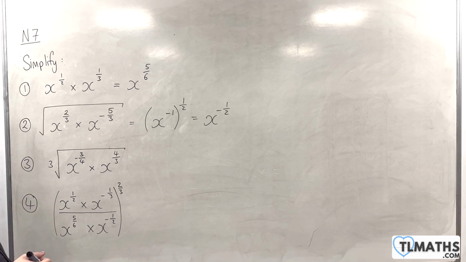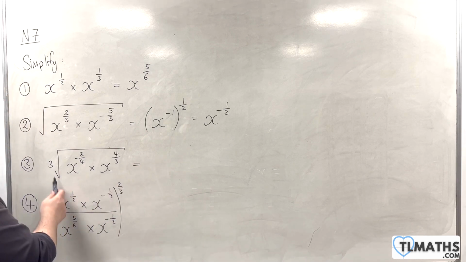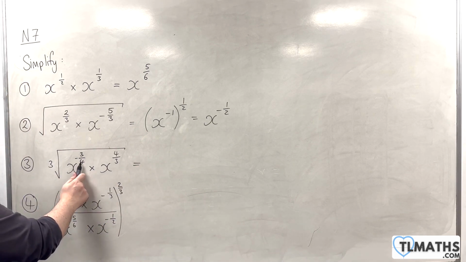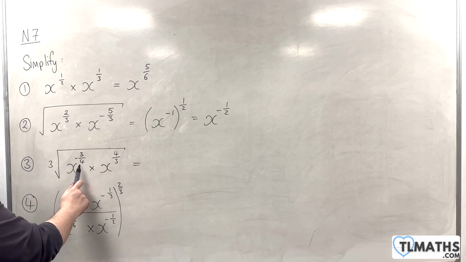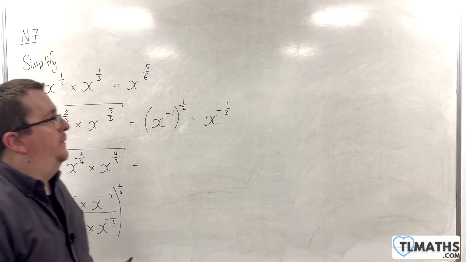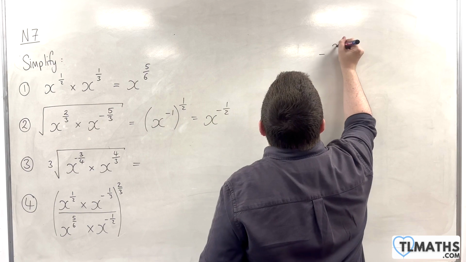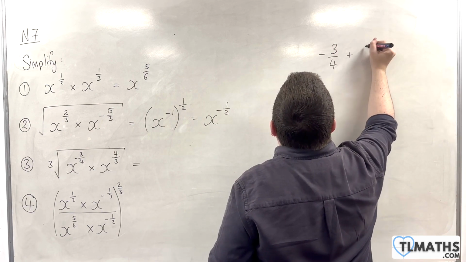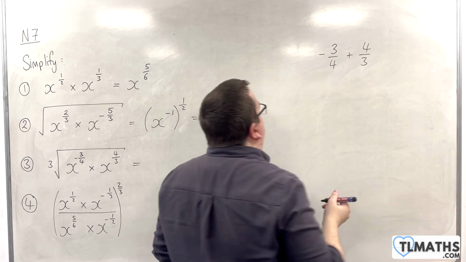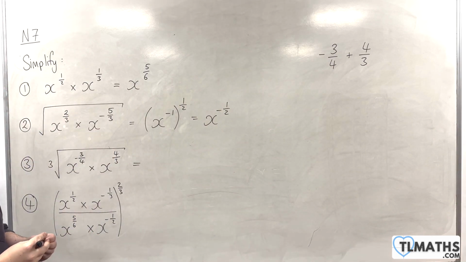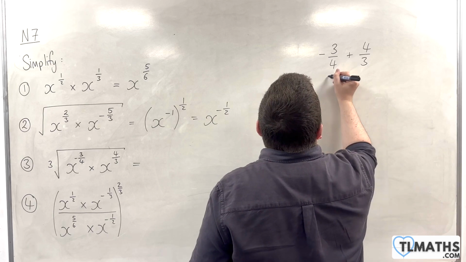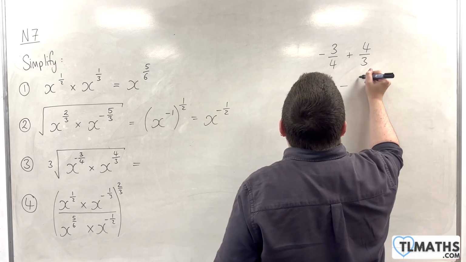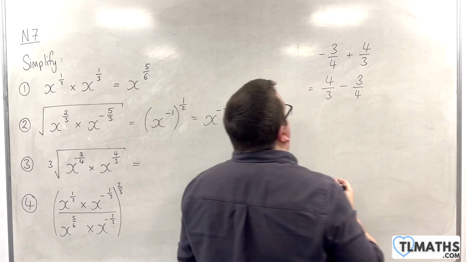Number 3, we have the cube root of x to the power of minus 3/4 times x to the power of 4/3. So we're going to need to add together minus 3/4 and 4/3. So minus 3/4 plus 4/3. Now, that is the same as 4/3 take away 3/4. So those two things are the same.